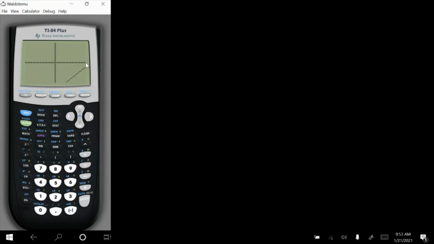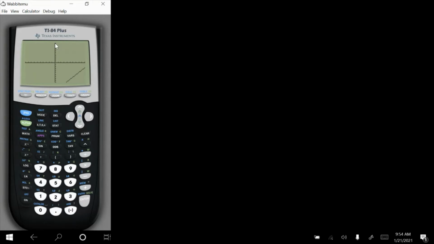XSCL stands for the x-axis scaling, and that basically tells you how many units each tick mark is worth. The Y min is the very bottom tick mark on the y-axis, and the Y max is the very top tick mark on the y-axis. And the YSCL stands for y-axis scaling, and that's very much like XSCL. It tells you how many units each tick mark is worth.